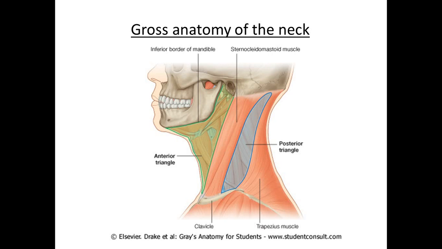There is another type of subdivision of the neck, that's into anterior triangle and posterior triangle. This is in relation to the midline, to the sternocleidomastoid, and to the trapezius muscle. We will see these subdivisions shortly.